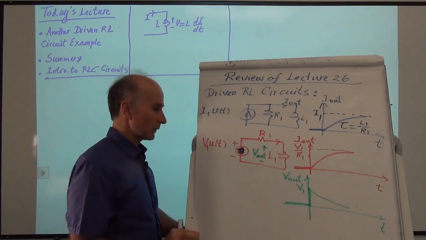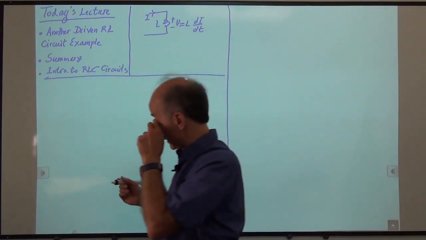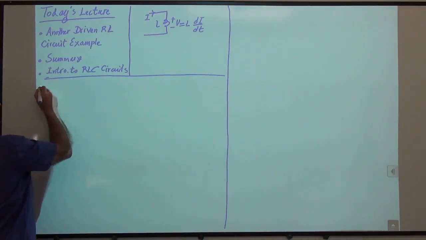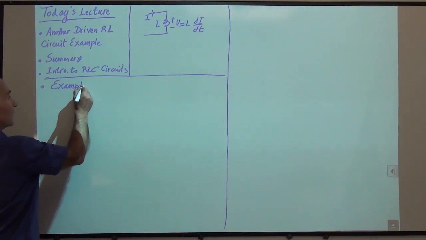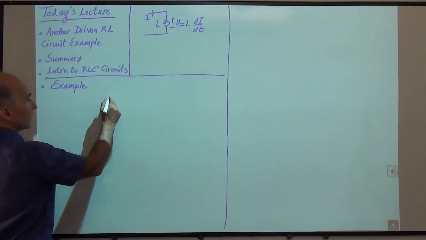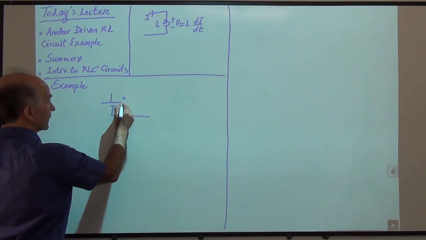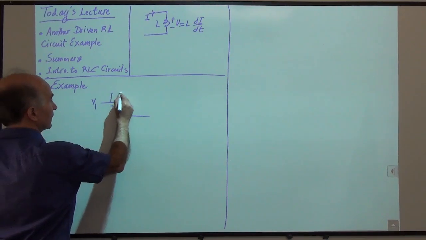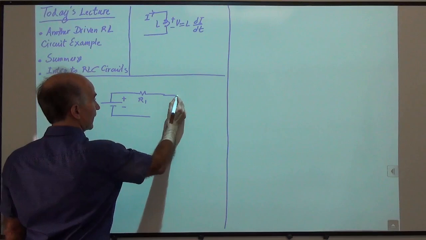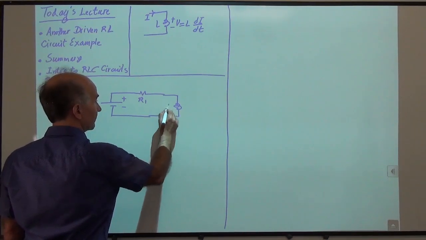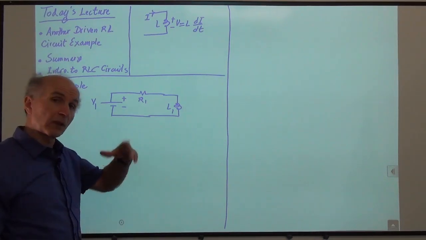All right, so now let's go to another driven RL circuit that is a little more interesting. So we look at this example here. Suppose I have a battery V1, I have a resistor R1, and I have an inductor L1. And we let the circuit sit for a long time.